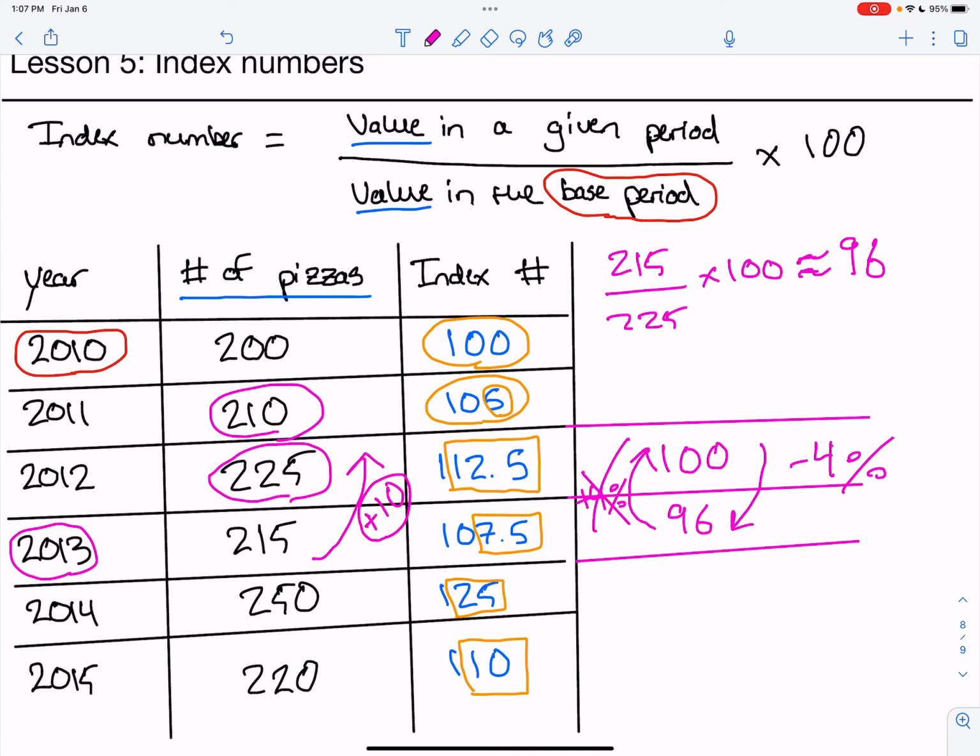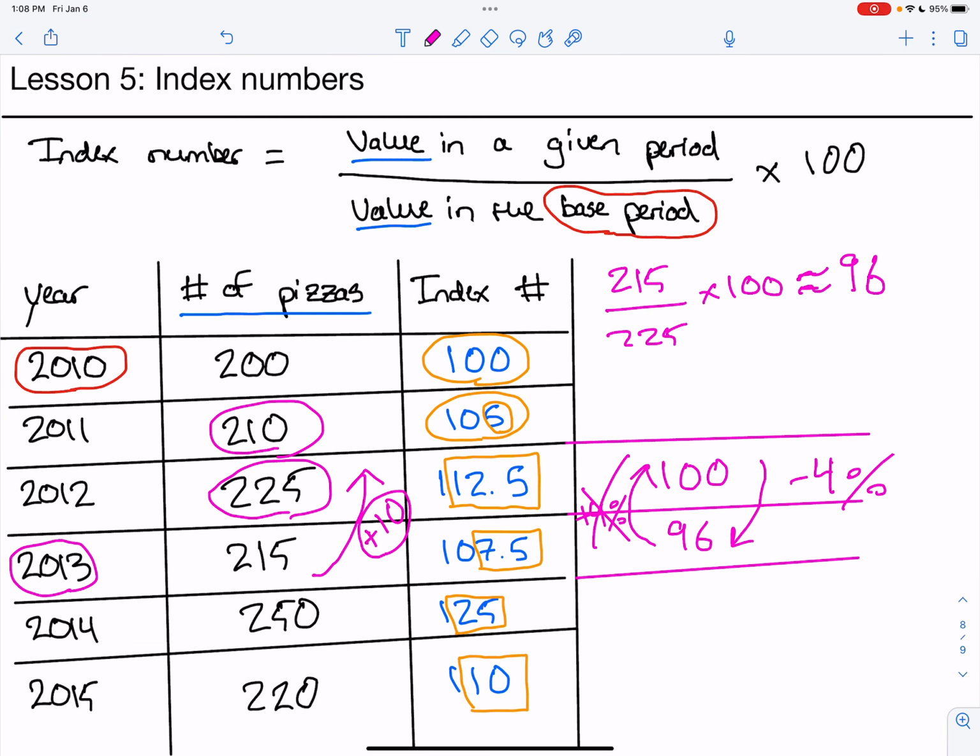Index numbers are useful for finding the percentage increase or the percentage decrease from the base year, okay? If you've chosen 2010 as your base year, you cannot say anything, according to the index numbers, about percentage increase or percentage decrease from any other year except 2010, okay? Once you've chosen the base year, you're stuck with it. If you want to find the percentage increase or decrease starting from another year, you must first make that year the base year, if you want to use index numbers, right?